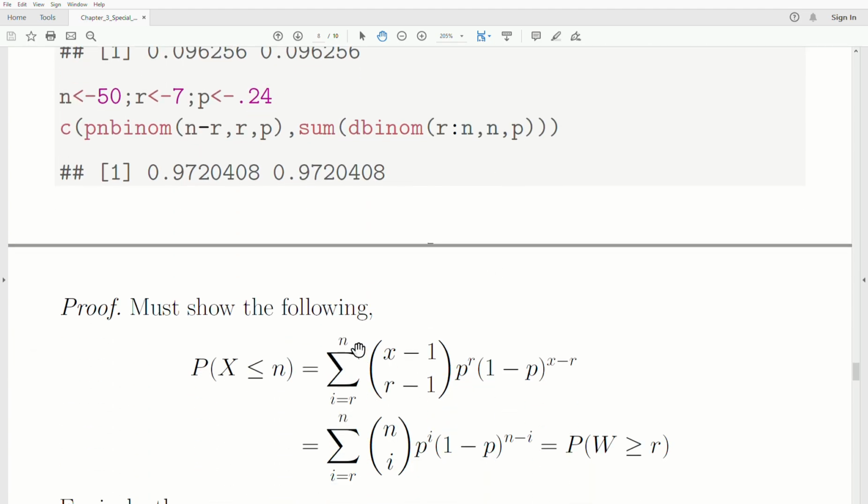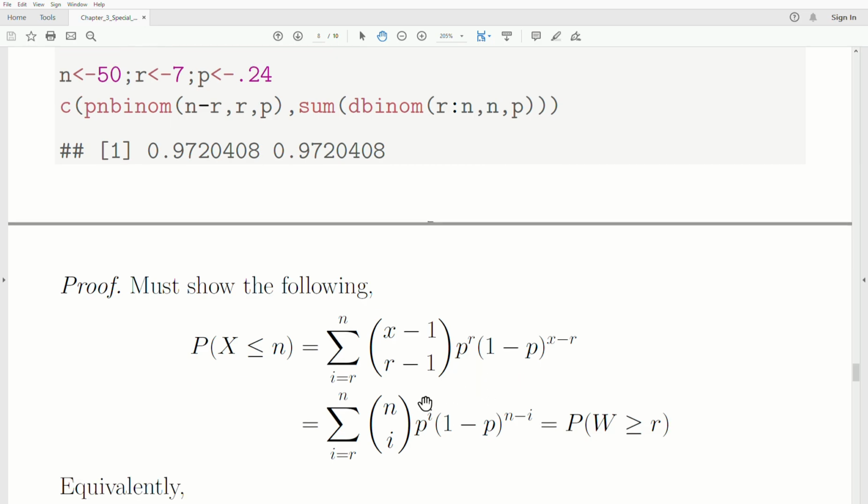First of all, I want to write down what we must show. And we must show that these two probabilities are equal. And if you write out the summation for a negative binomial, you get this. And if you write out the summation for a binomial, you get this. And if you look at these two summations and these two polynomials that you get, it doesn't look like they should be equal, but they absolutely are.